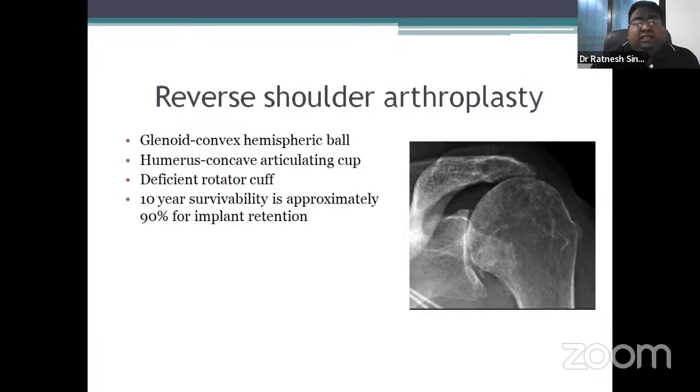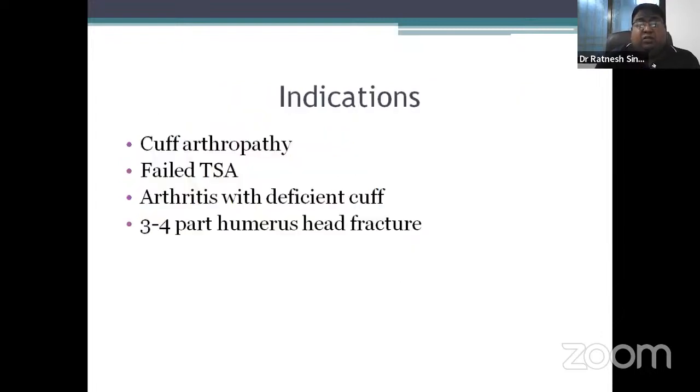The main indication is a deficient rotator cuff, but the indications have been broadened given glenoid retention and ten-year survival. So what are the indications? The most common indication is cuff arthropathy. It can be done in a failed total shoulder arthroplasty, arthritis with a deficient cuff, and a three-to-four part humeral head fracture.